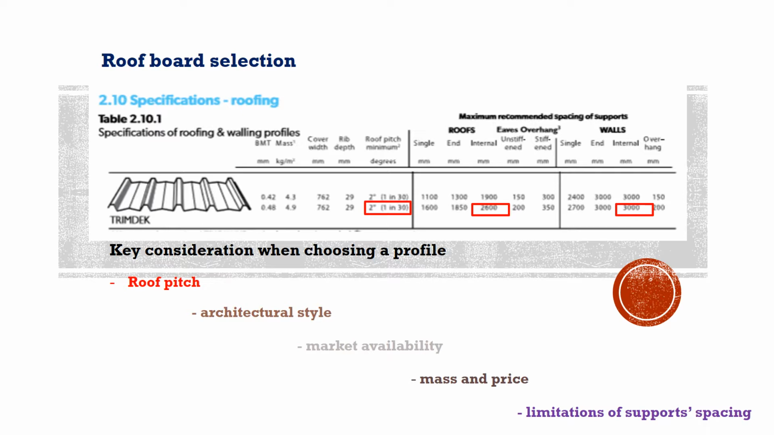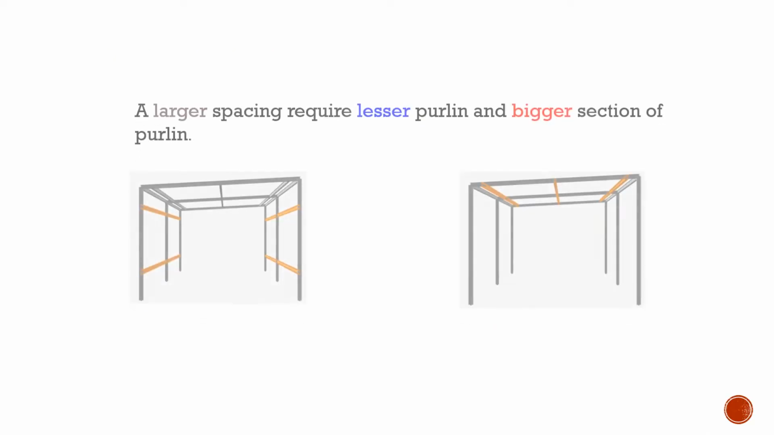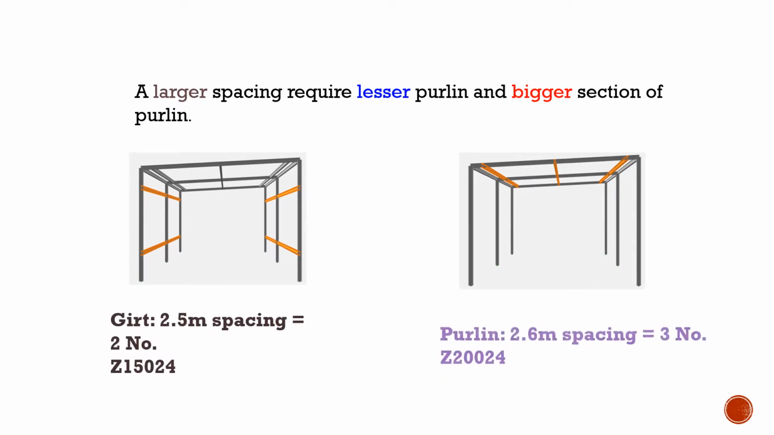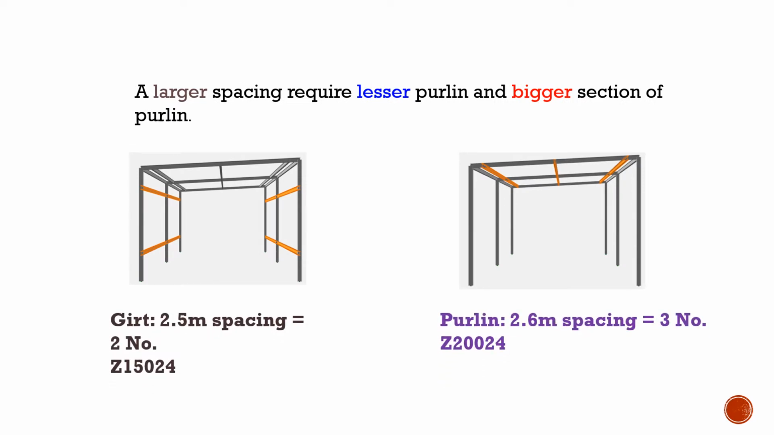Table provides a maximum recommended spacing of support of 2.6 meters for purlin and 3 meters for girt. For our project, we allow 2.6 meters for purlin spacing and 2.5 meters for girt spacing. A larger spacing requires fewer purlins and a bigger section of purlin. The picture shows the number and spacing of purlin and girt that we had designed for our project.